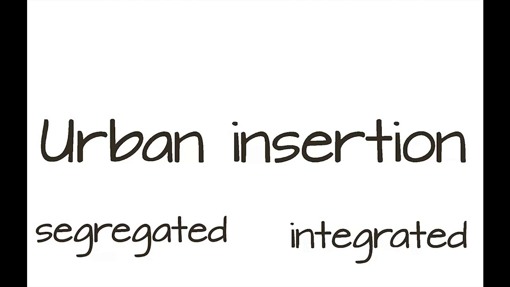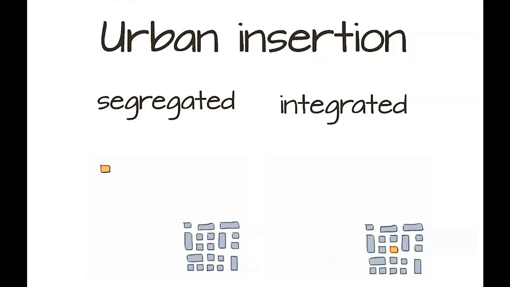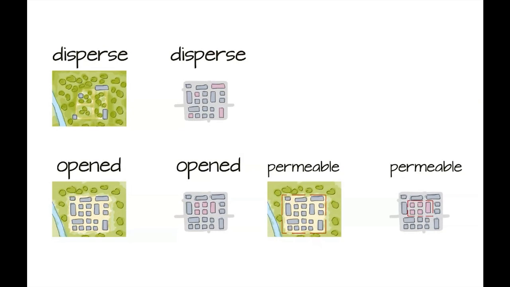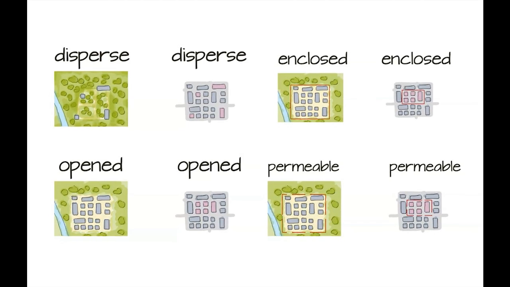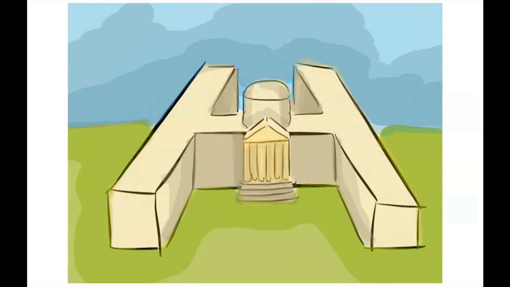University precincts are also evaluated in consonance with their urban insertion and divided in two categories: segregated and integrated. Within these categories, they are characterized according to their physical boundaries: dispersed, open, permeable, and enclosed. With these criteria, we want to promote high-performance settings that support and facilitate the generation, sharing, and acquisition of knowledge and enable students, teachers, and researchers to undergo transformative learning experiences.